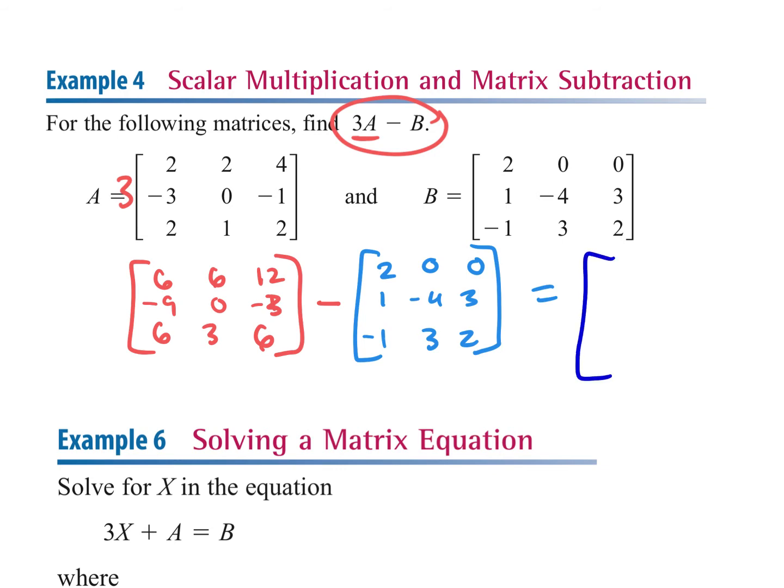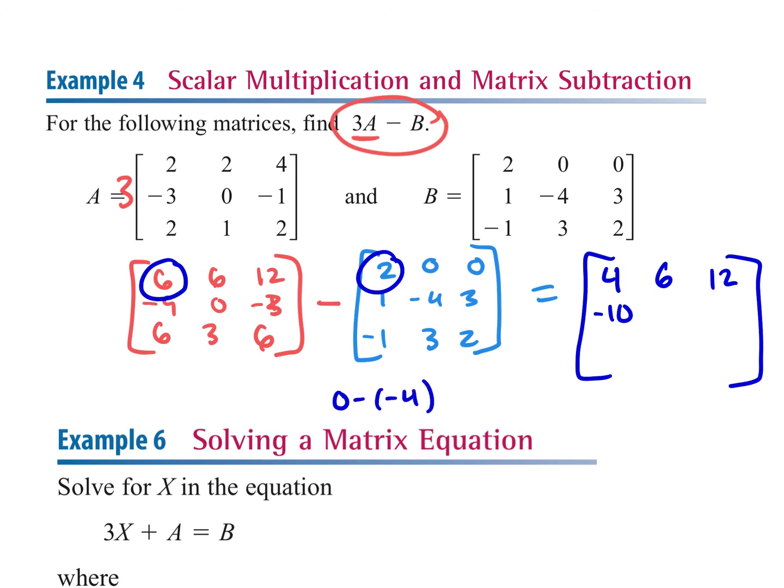So when I subtract these, remember, you have to subtract the corresponding parts. First row, first column, it'll be 6 minus 2, which is positive 4. Then 6 minus 0, 6. 12 minus 0, 12. Now the second row, -9 minus 1: -10. 0 minus -4. Remember, minus a negative turns into a positive, so it's a positive 4.